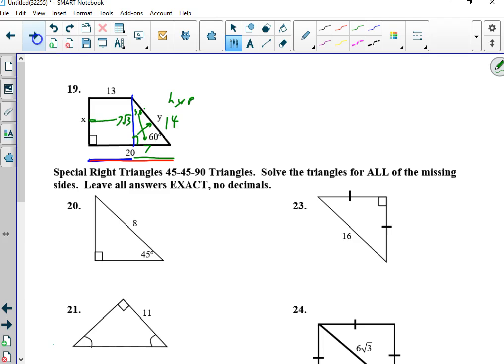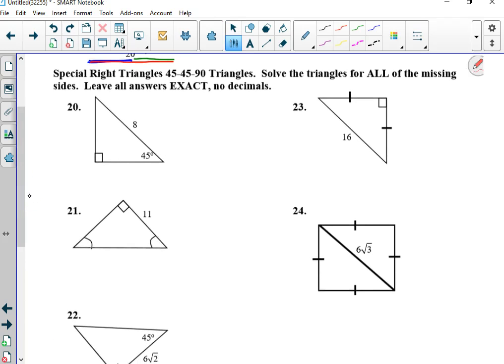And that's the same for this, because this line is that line. Right? These are the same. So this long leg of my triangle is 7 radical 3. This side of the rectangle is 7 radical 3. And there you go. X and Y are solved.